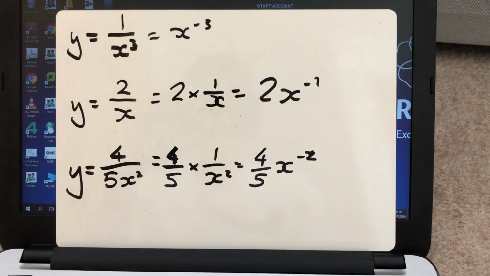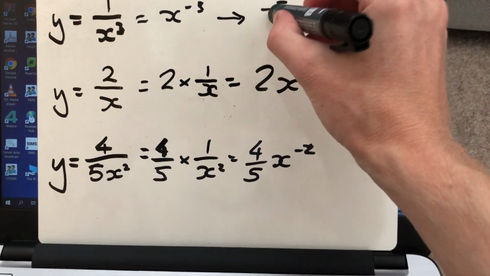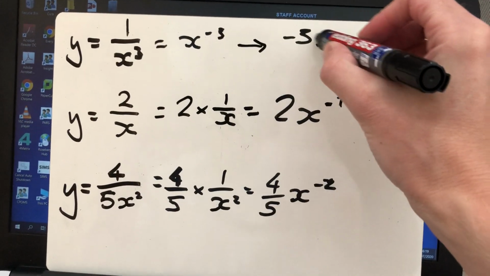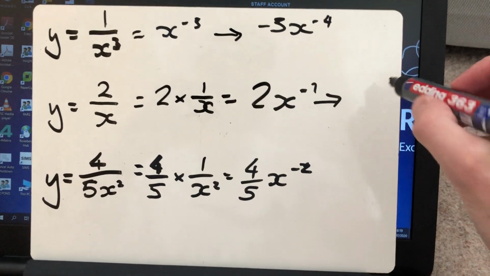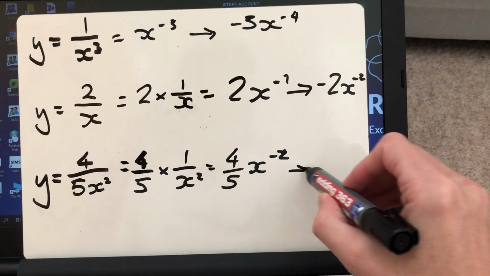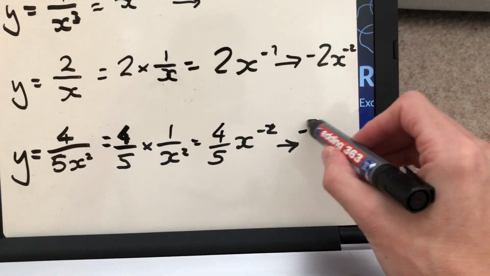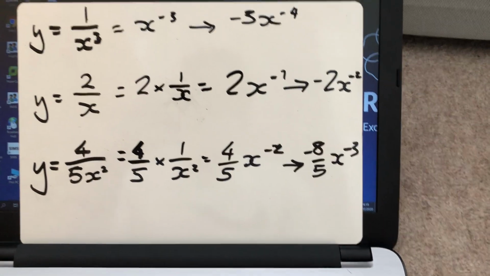Now from there we can differentiate them all. So if you wanted to differentiate that, you'd get negative 3 x to the minus 4. If you wanted to differentiate that, you'd get negative 2 x to the minus 2. If you wanted to differentiate this, you get negative 8 over 5 x to the minus 3, okay?